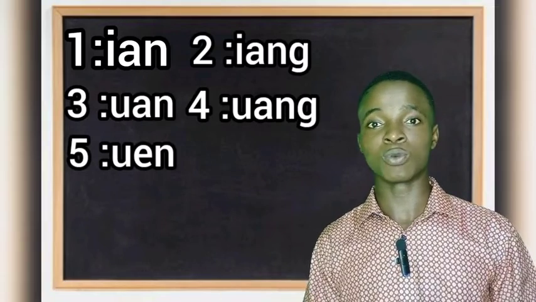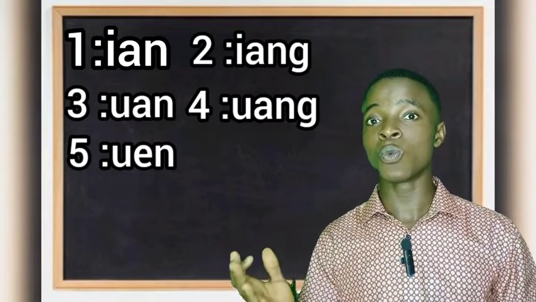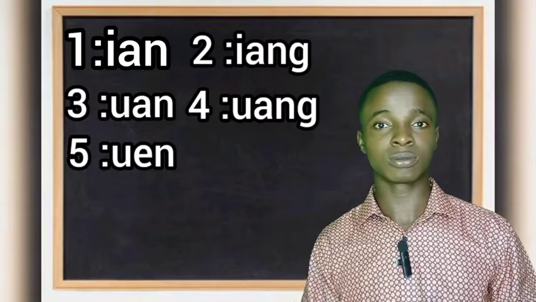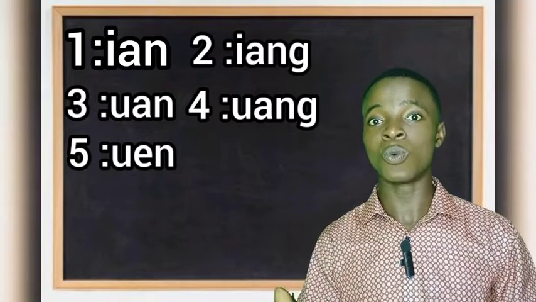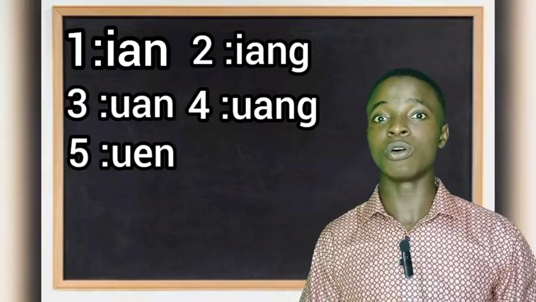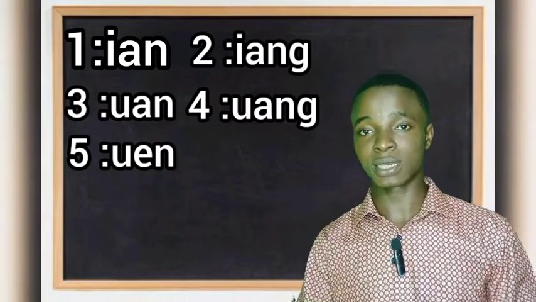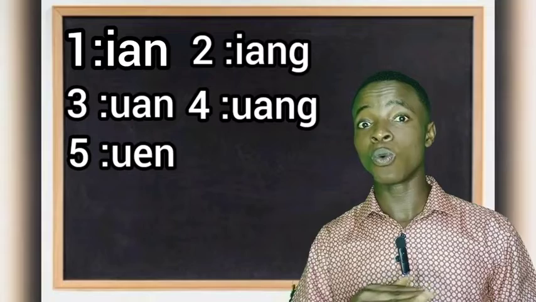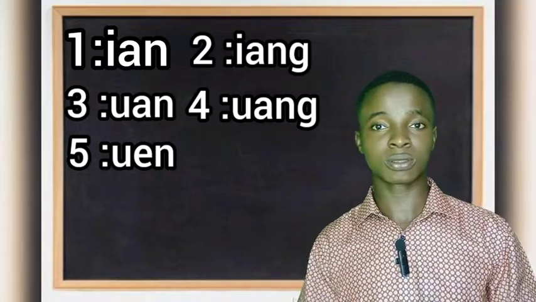The fifth one we have is wen. Repeat after me. Wen. The oo sound will also be read first before the n sound very quickly. Wen.